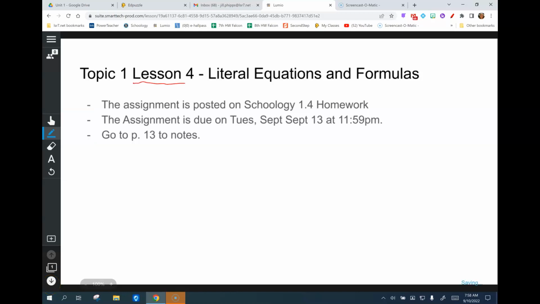So we are starting lesson 4 today, and it's called Literal Equations and Formulas. And we're going to see that there is a difference. Literal equations are going to have numbers and variables still, but we're going to be solving in terms of a particular variable. I'll explain that more when we get there.